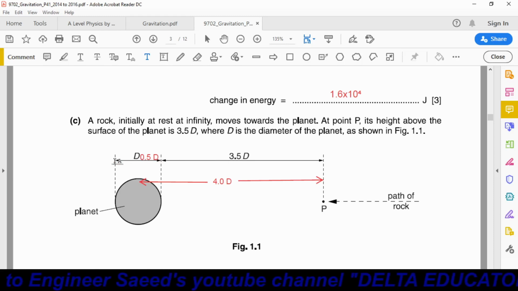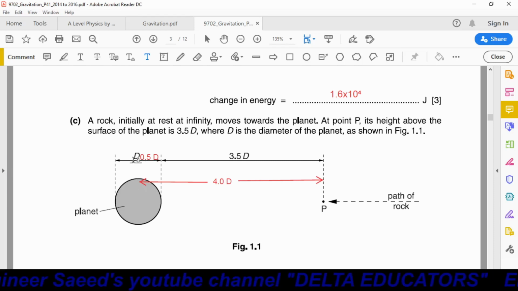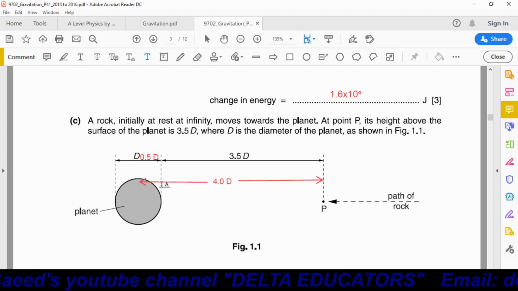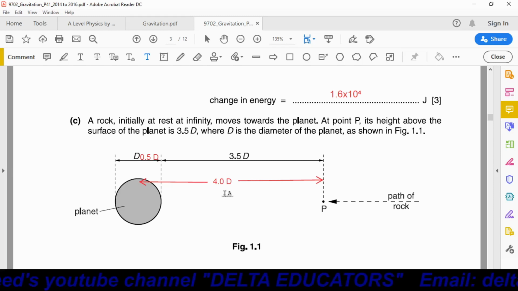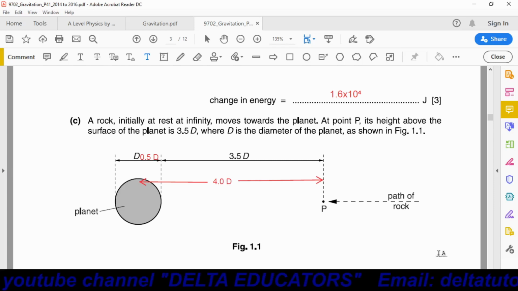Now this is the complete diameter. We have to take the distance from the center of the planet. So this is the diameter d. From the center of the planet to the surface of the planet it will be 0.5d. So the total distance from the center of the planet to the object will be 4 times the diameter, or simply 4d.